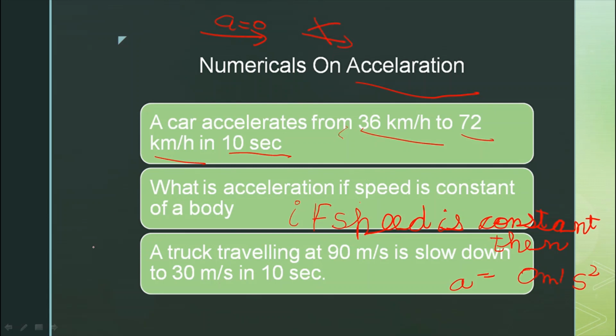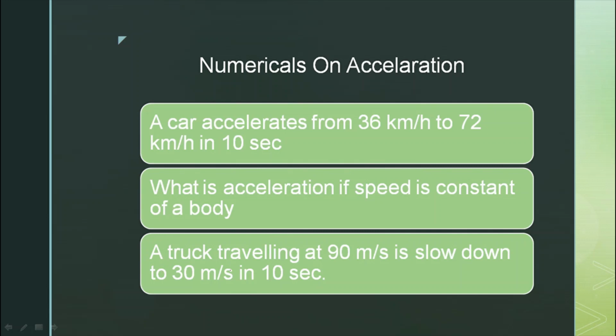Okay, I think it will be easy to understand. So let's now move on to the third numerical. A truck is traveling at 90 meter per second, and then it is slowed down to 30 meter per second in 10 seconds. Then find the acceleration.